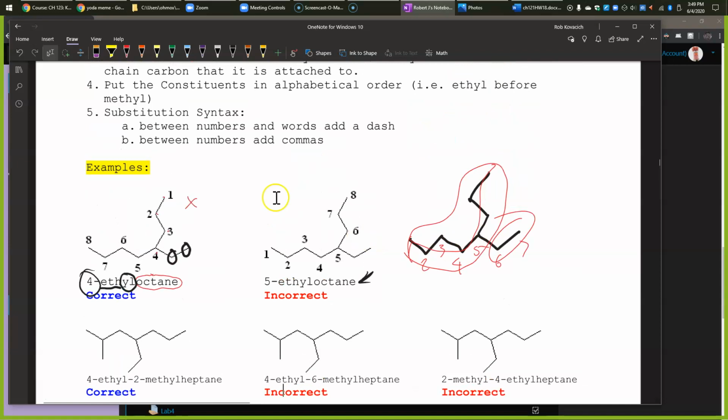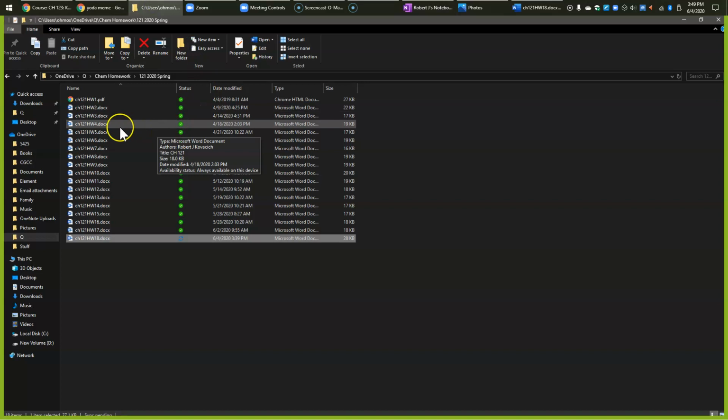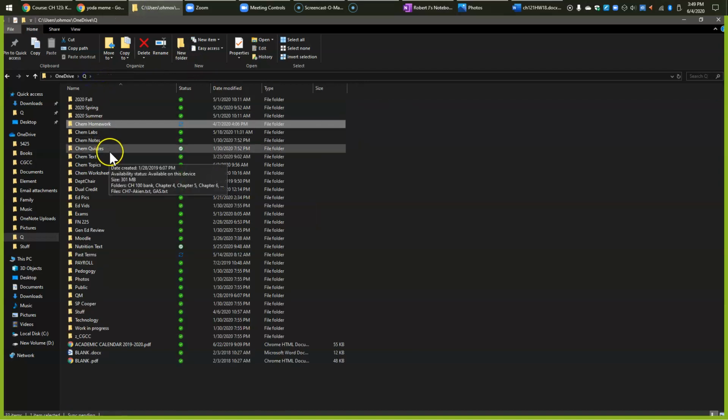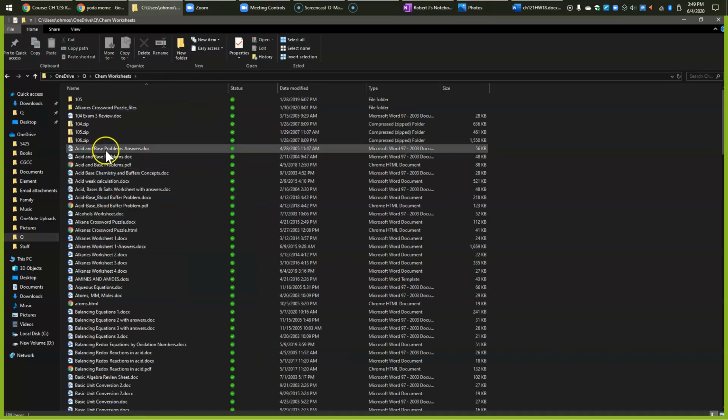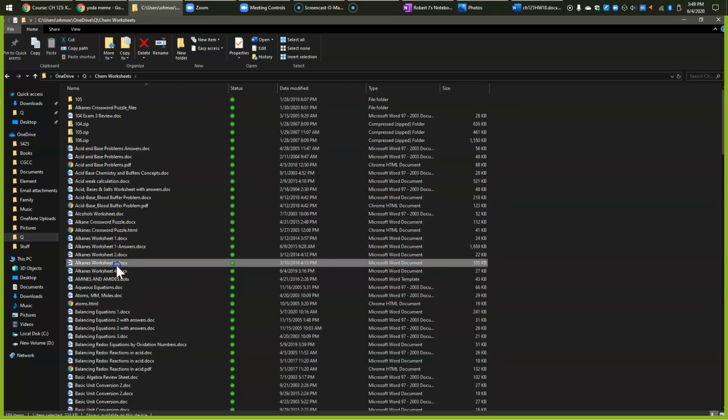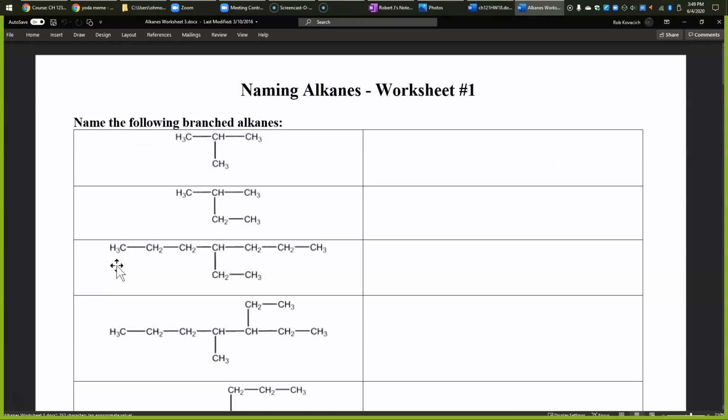Let's draw some of these things out. Okay, can you name that first one for me? Actually, why don't you name 1 through 4, and then we'll come back. I'll give you a couple minutes.